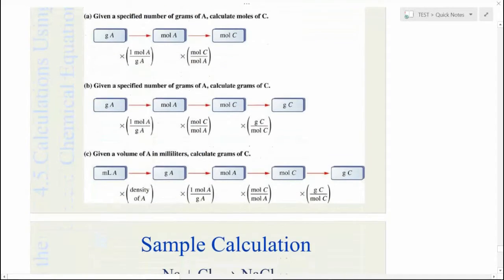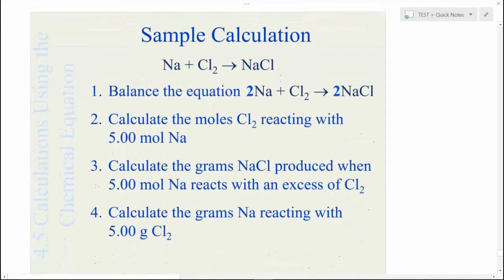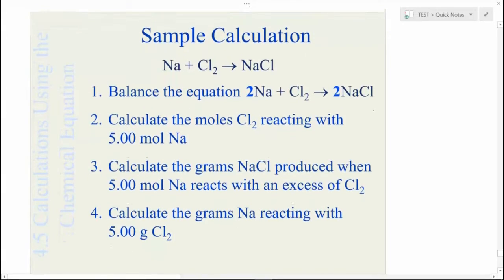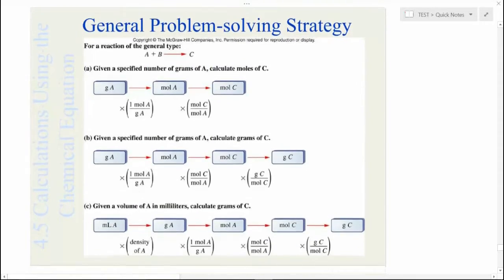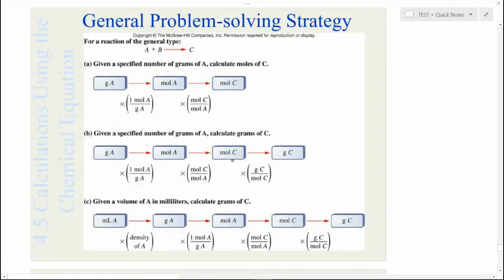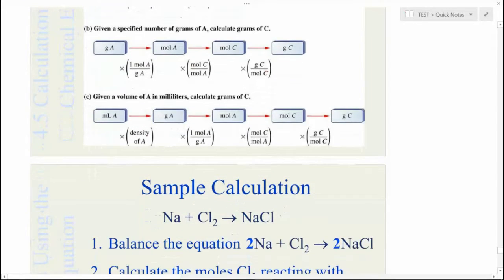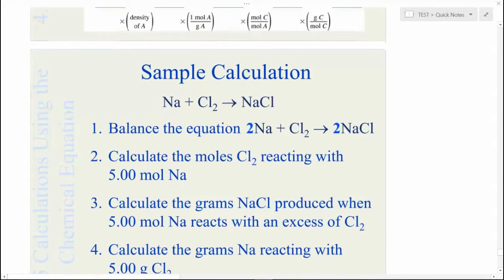Okay, so hopefully we've seen those strategies, and I don't want to muddle up the process here, but you can do them all in one step. But I really recommend trying to understand the process. It's the mole to mole process is the stoichiometry part, where you have to use the balanced chemical equation.